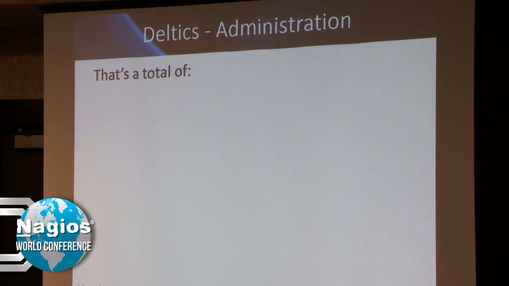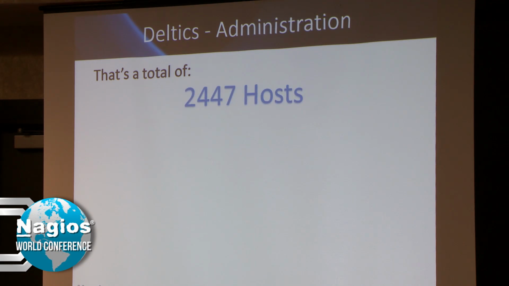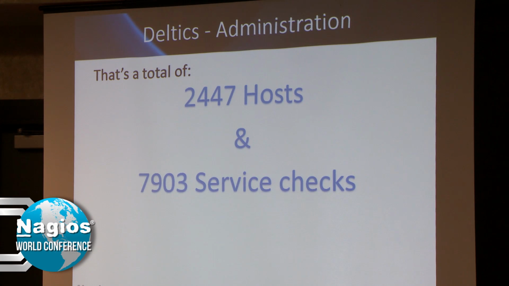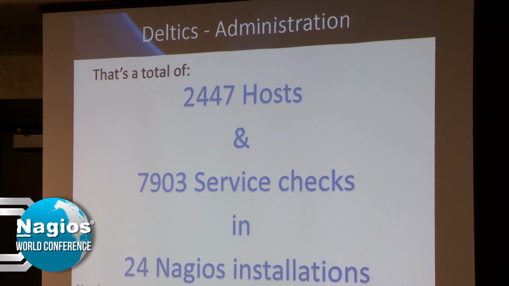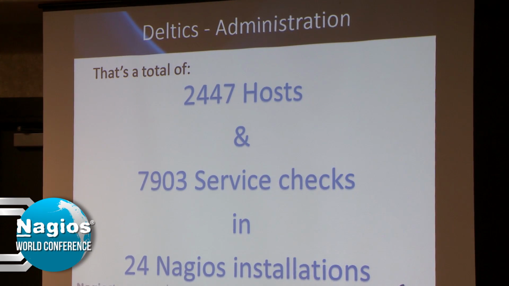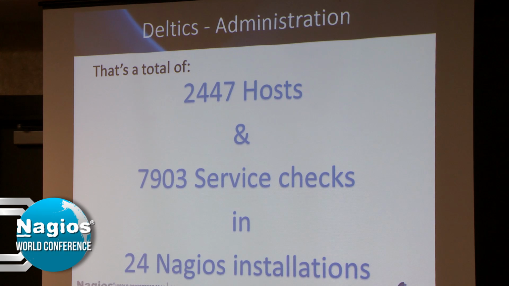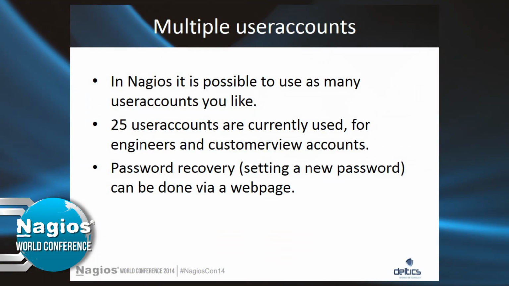So the total of numbers is 2,447 hosts we are monitoring, with 7,903 service checks and 24 Nagios installations. And we just added one extra Nagios server last week, so it's 25 now, a bit more hosts, but it's still growing.